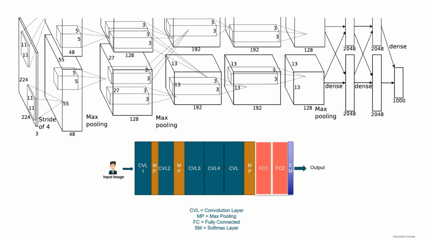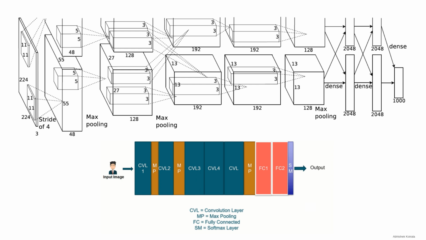Layer 3, Layer 4, and Layer 5 are similar in structure with increasingly deeper convolutions. Layer 3 uses 384 filters of size 3x3, while Layer 4 and Layer 5 use 384 and 256 filters respectively. The key idea here is that the deeper the layer, the more abstract the features being captured, with earlier layers detecting edges and textures and deeper layers capturing more complex patterns.